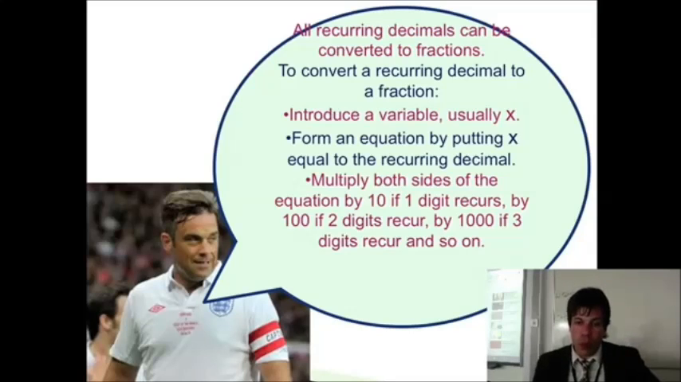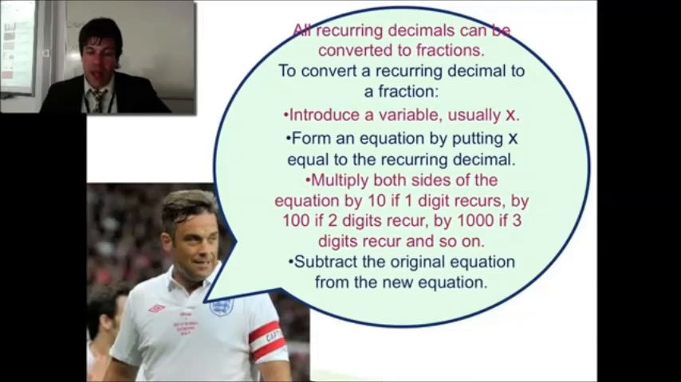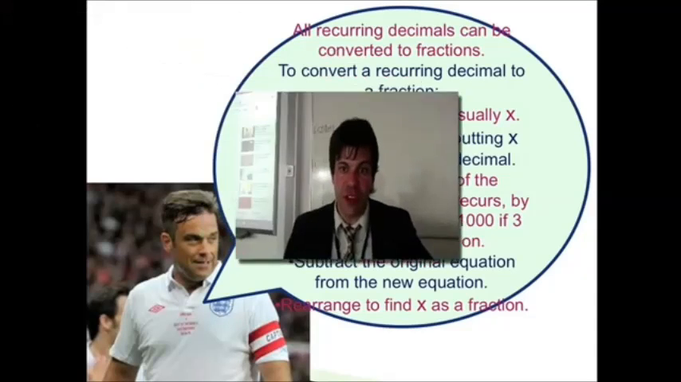With the 0.16 recurring, be careful, because although it's written to 2 decimal places, it's only the 1 digit of 6 that recurs. Then we're going to subtract the original equation from the new equation. So let's put this into practice. Of course, we'll rearrange to find x as a fraction.